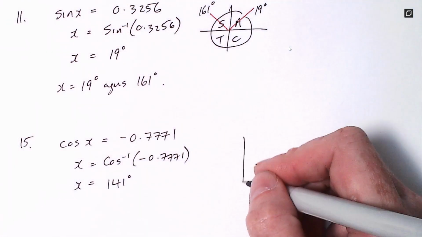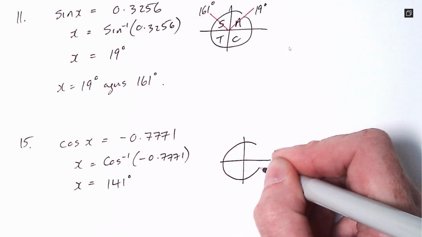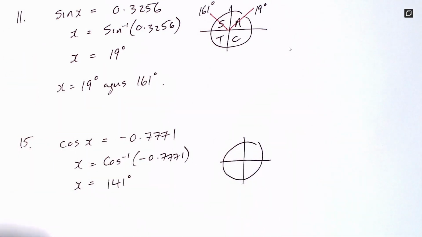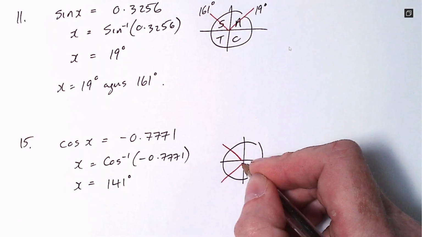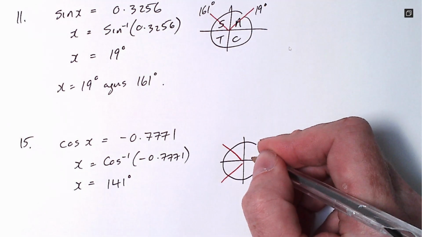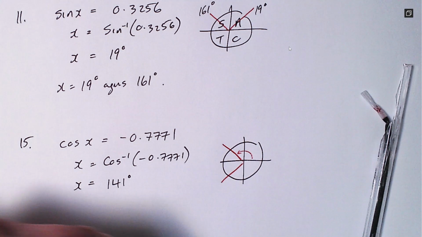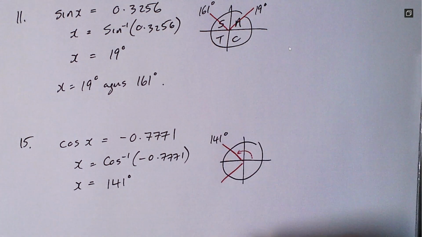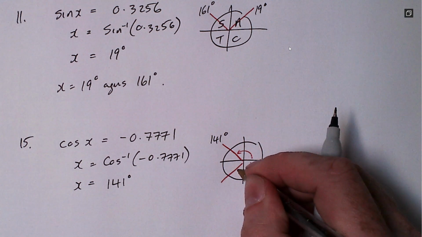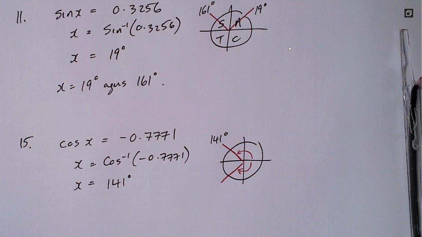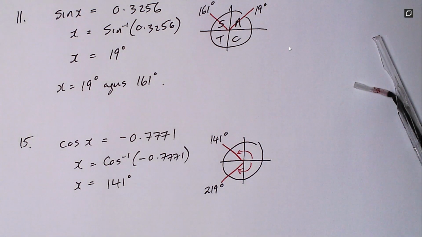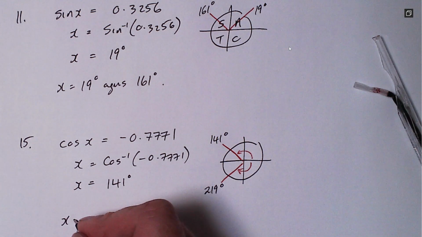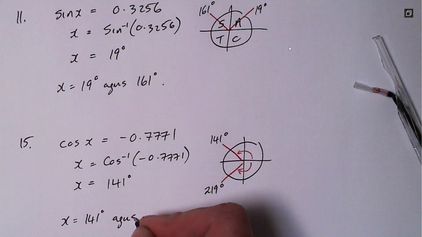Now, use the CAST circle. 141 degrees is in the second quadrant, so cos is negative there. Cos is negative in the second and third quadrants. So that means one solution is 141 degrees. To make the other, 360 minus 141 gives 219 degrees. So x equals 141 degrees or 219 degrees.